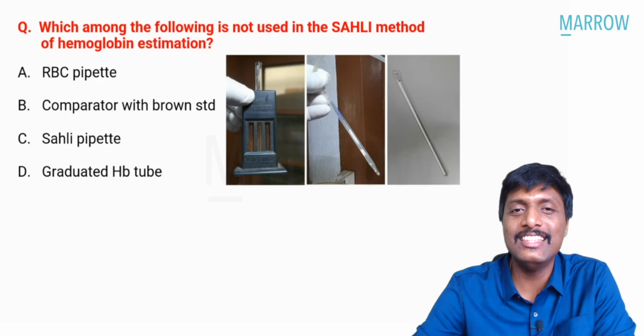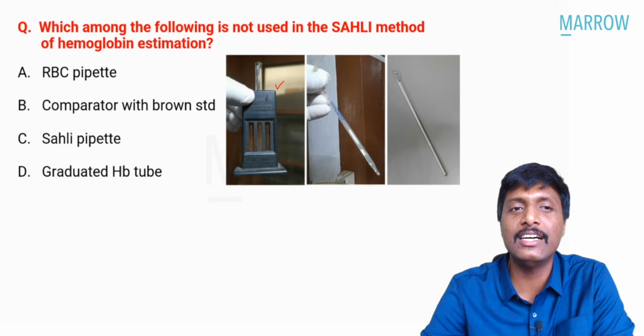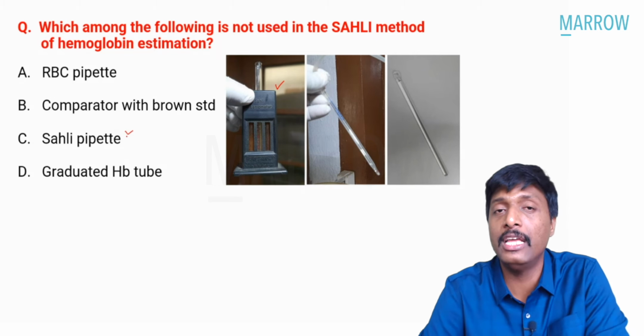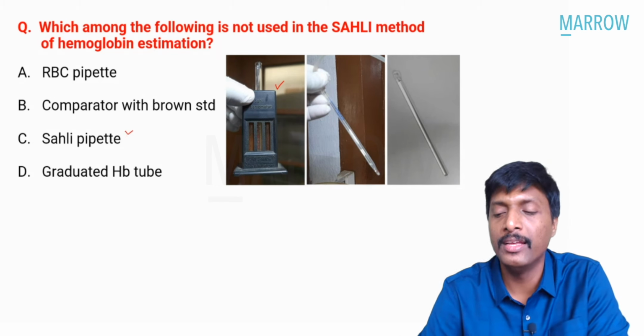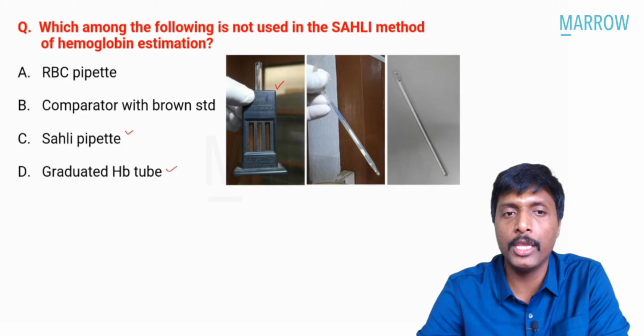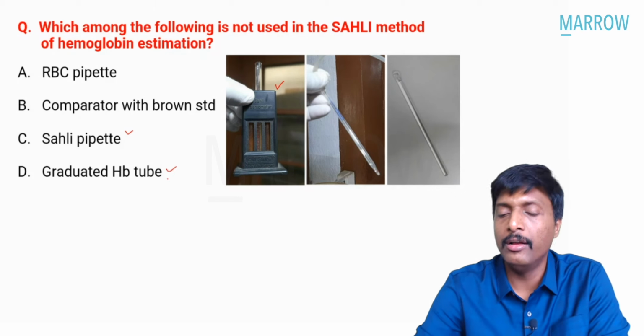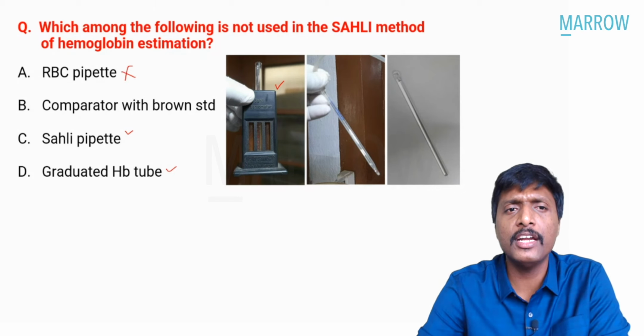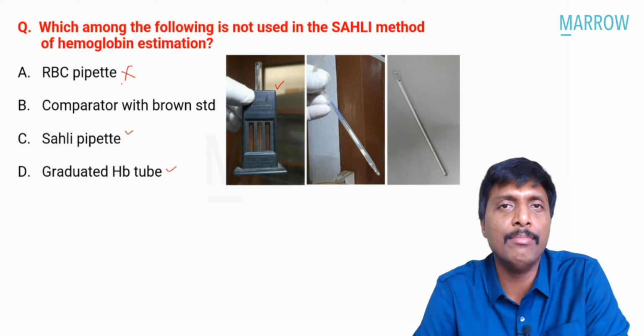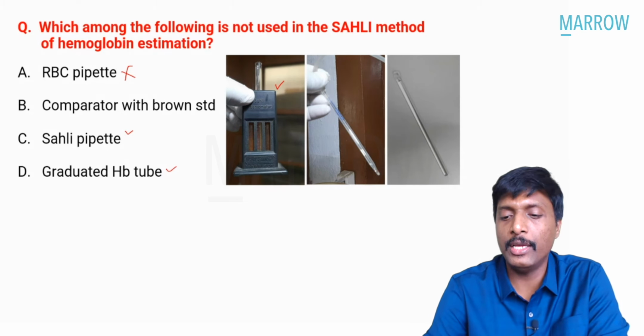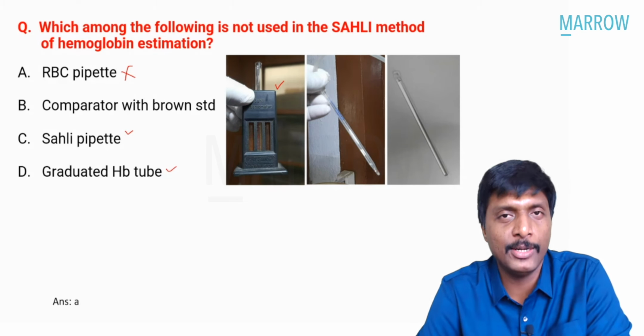See, definitely in this method, there is a comparator. You also need a Sahli pipette, and a graduated Hb tube, hemoglobin tube, all are needed. But this RBC pipette is not needed for this practical, Sahli method. So, the answer for the question is, RBC pipette is not needed.